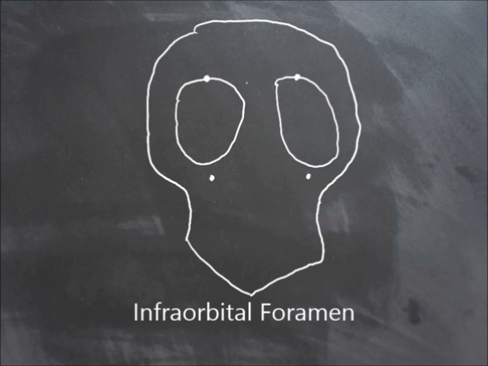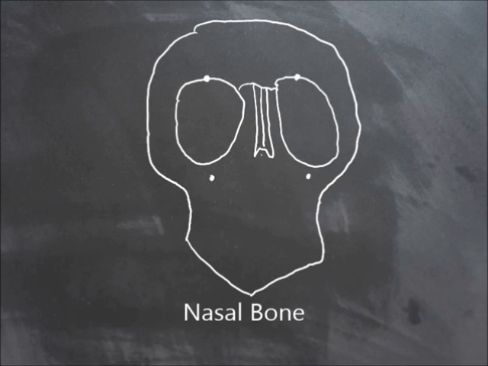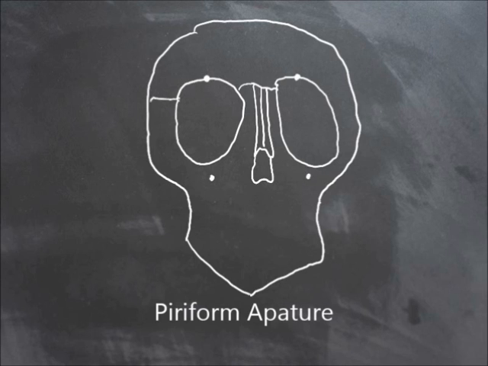Here I'll draw the two nasal bones, and this here is the piriform aperture. Just finish our frontal bone off. So this space here, that is the frontal bone.